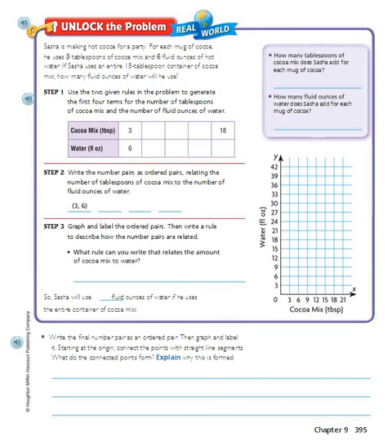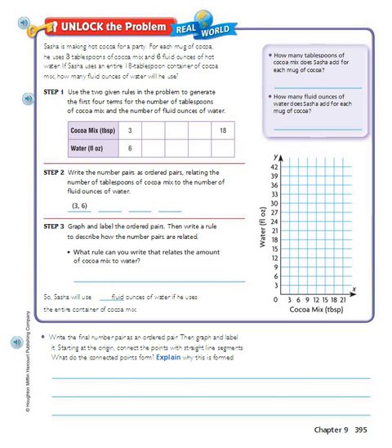Chapter 9, Lesson 7, Graph and Analyze Relationships. The first problem says, Sasha is making hot cocoa for a party. For each mug of cocoa, he uses 3 tablespoons of cocoa mix and 6 fluid ounces of hot water. If Sasha uses an entire 18 tablespoon container of cocoa mix, how many fluid ounces of water will he use?